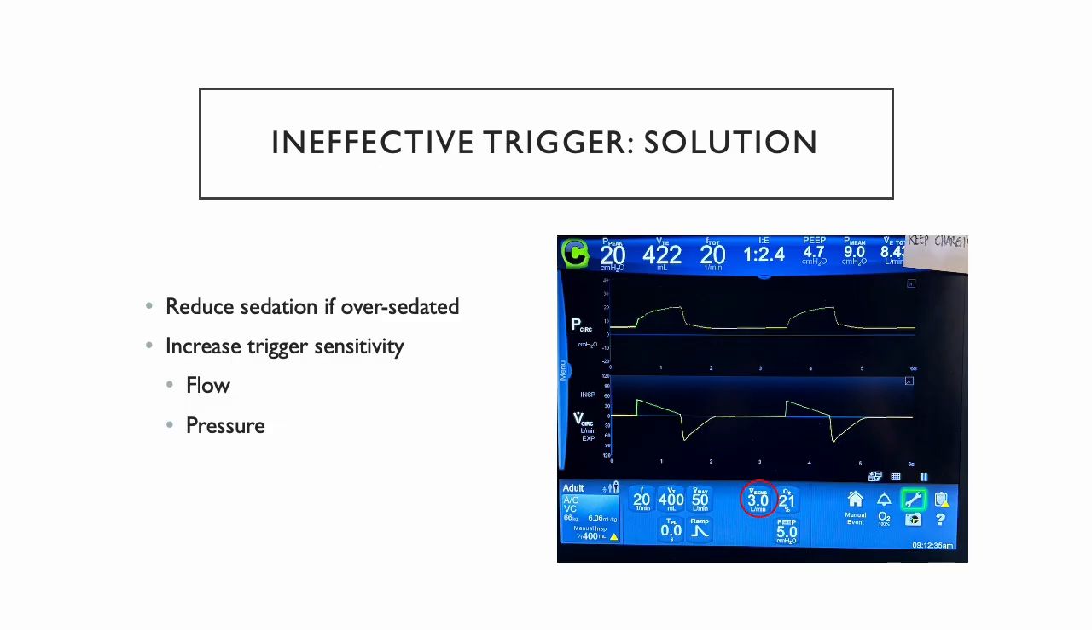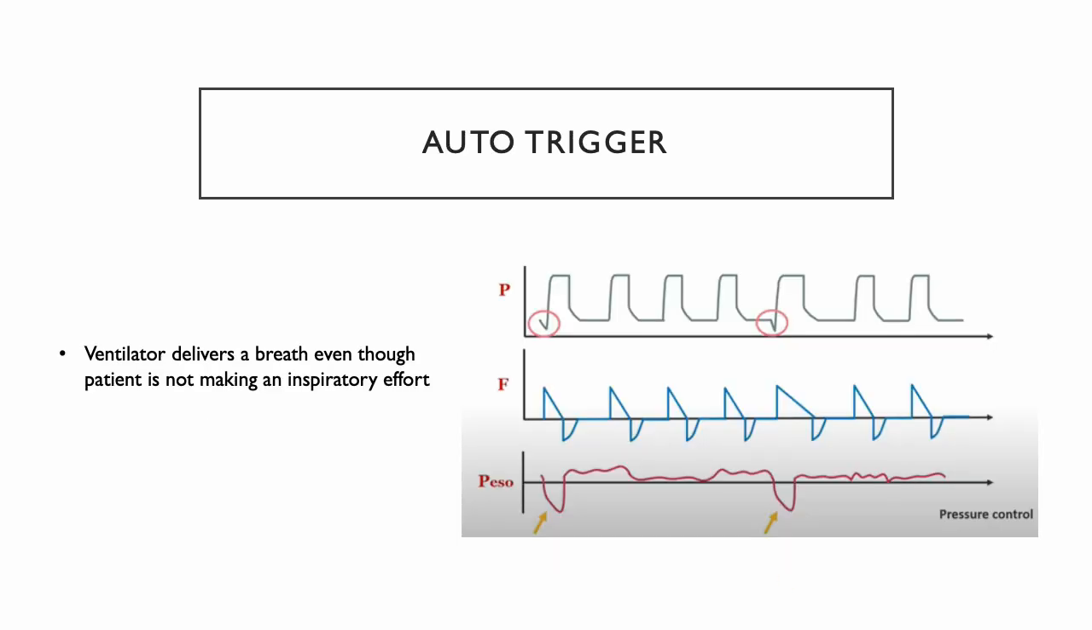Other strategies to stop ineffective trigger would be to reduce sedation if patients are over-sedated, or to increase trigger sensitivity by making this number over here, which is circled in red, smaller, and this applies to both a flow or pressure triggered mode. The next trigger dysynchrony is that of auto-trigger, whereby the ventilator delivers a breath even though the patient is not making any inspiratory effort.